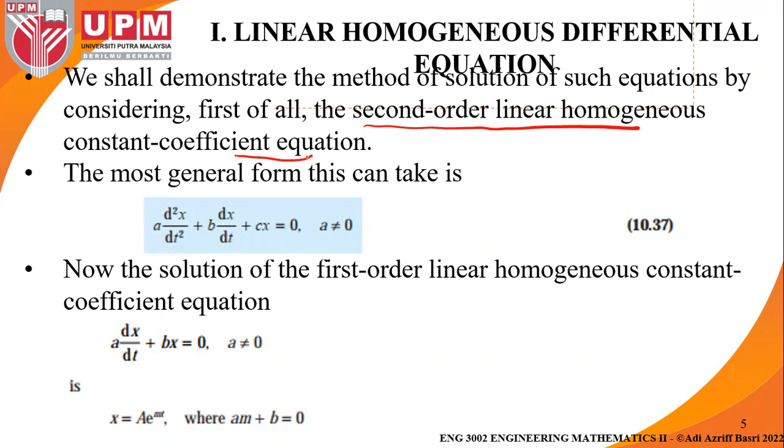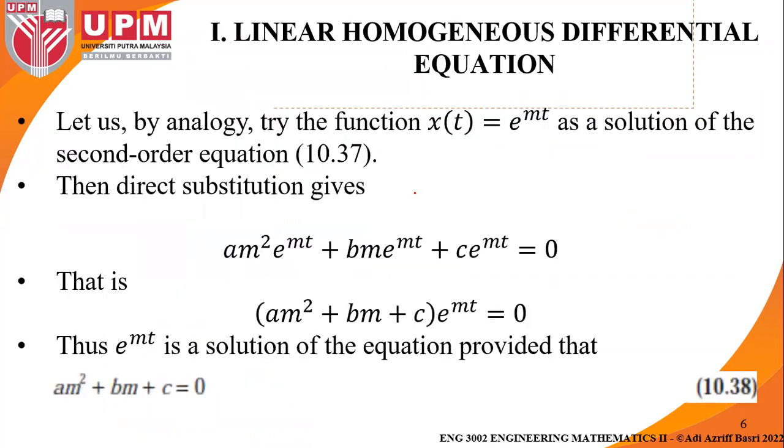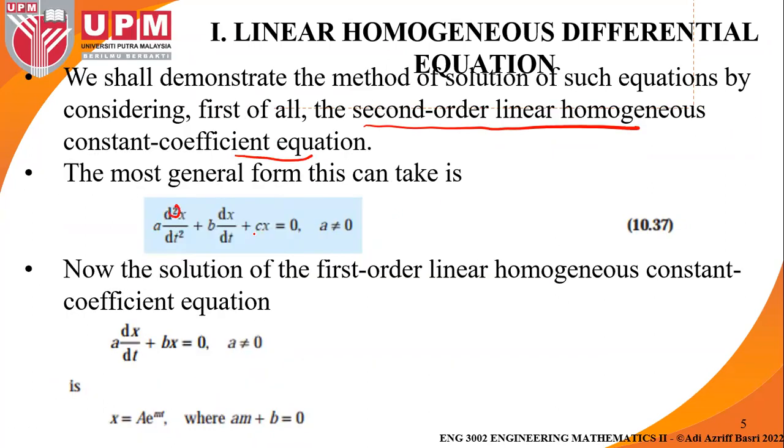So this demonstrates the solution of such equations by first considering the second order linear homogeneous equation with constant coefficients. The most general form is a d squared x over dt squared plus b dx over dt plus cx equal to 0, where a should not be 0. Why second order? Because we differentiate two times here. Whereas the first order homogeneous constant coefficient equation is a dx over dt plus bx plus c, where you only have one differentiation.